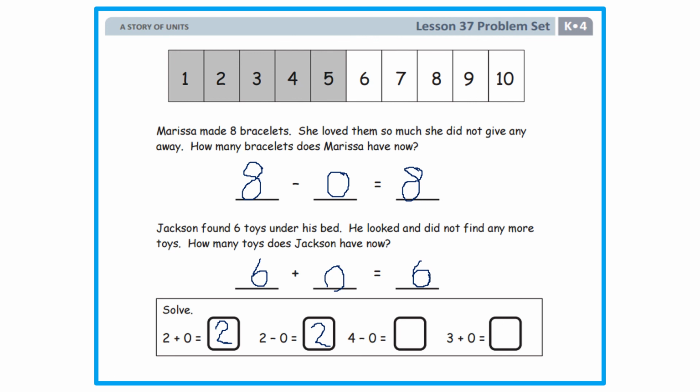Show me 4. Take away 0. Now how many do you have? I still have 4. When you add or subtract 0 to any number, you get the same number every time. Now I have 3, and I'm adding 0. So 3 plus 0 equals, you're right, 3, because say it with me, when you add or subtract 0 to any number, you get the same number every time.